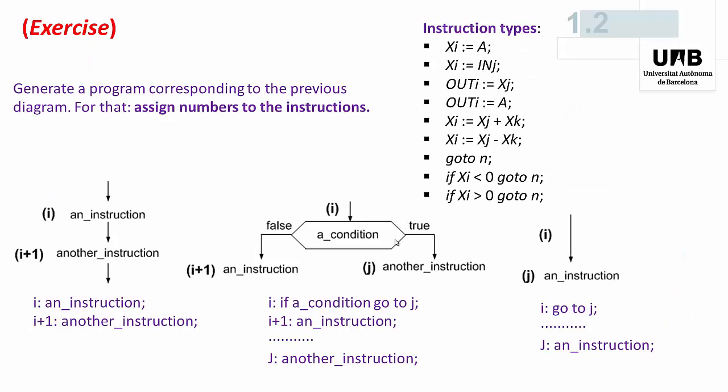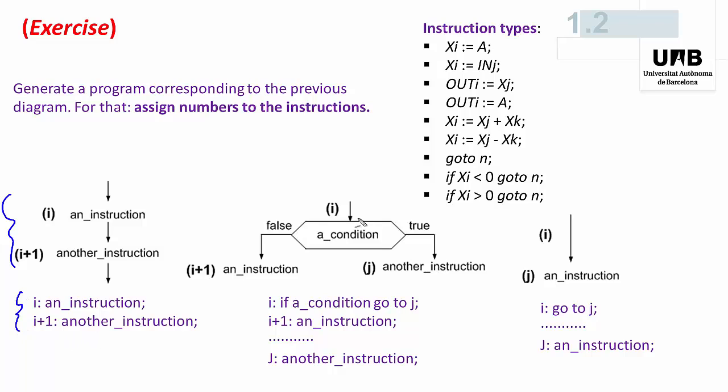Now, as an exercise, try to generate the program that corresponds to the previous diagram. For that, you must assign numbers to the instructions. In the case of instructions like this one, you assume that this instruction has been given number I, so the next one will have number I plus 1, and the corresponding piece of program is this one.